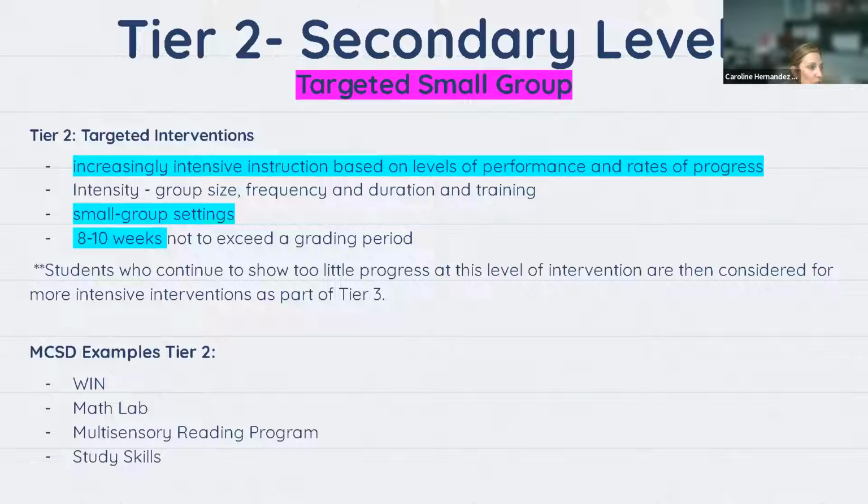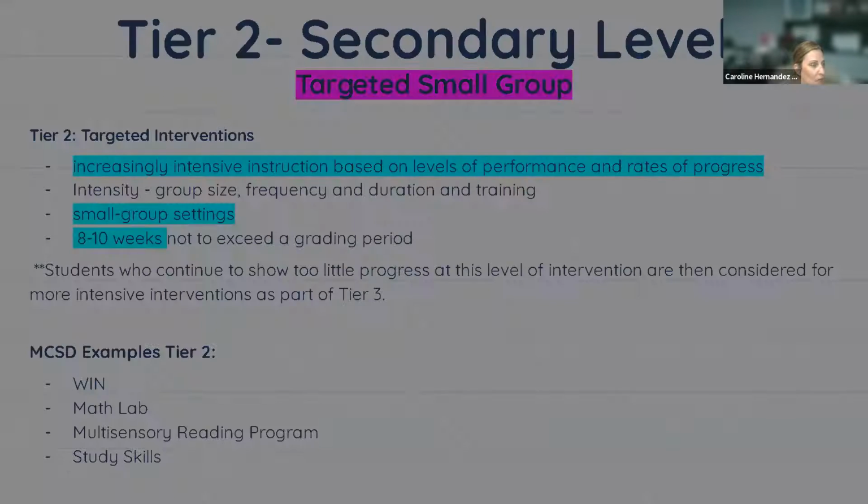So some examples of the tier 2 instruction that we have here in Millbrook is our WIN. We also have AIS teachers at the elementary level. We have math lab, multisensory reading program, and we also have study skills. So each of these settings will target a different group of skills deficits for our students, and might look a little bit differently. So we'll speak about that in just a moment.